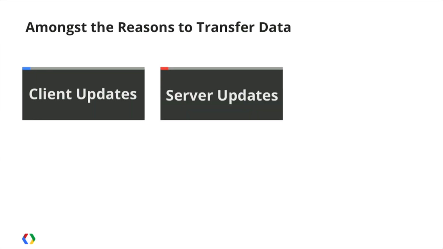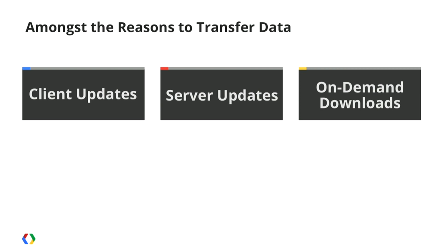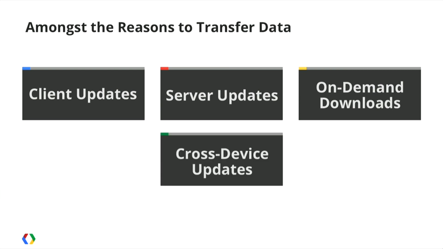Now, this year I want to take a step sideways and look at some of the APIs that you can use to really implement some of those higher level notions. So generally speaking, amongst the reasons to transfer data are client updates, server updates, on-demand downloads and uploads, and cross-device updates. Now, for server updates, hopefully you're all very familiar with Google Cloud Messaging.